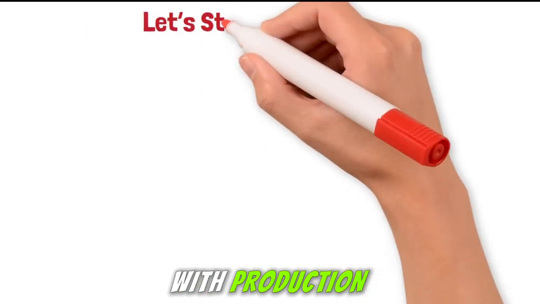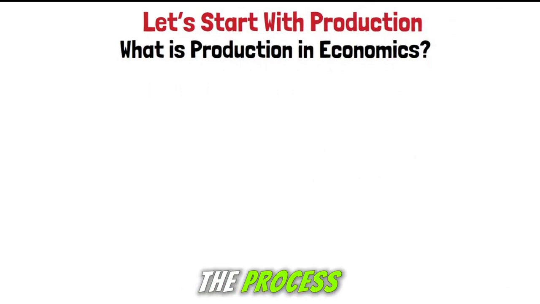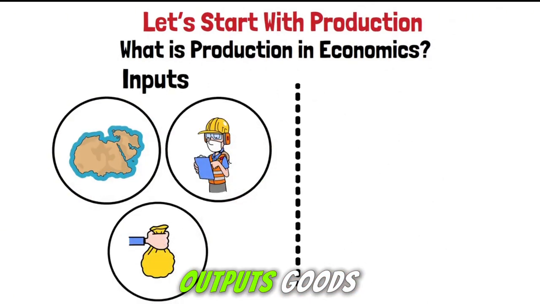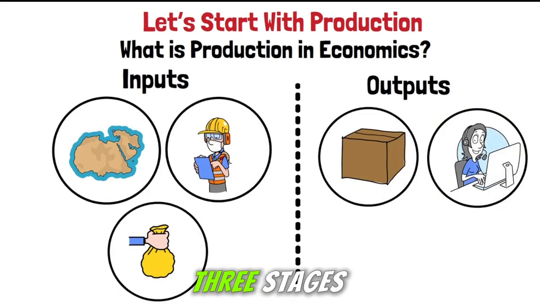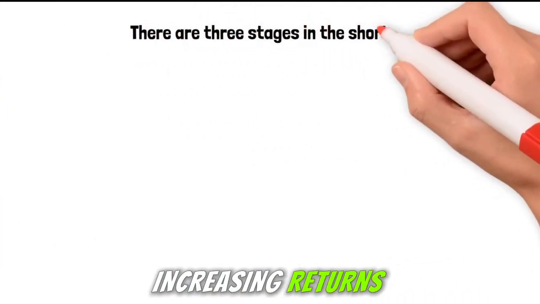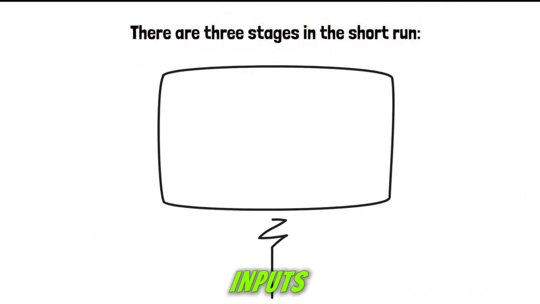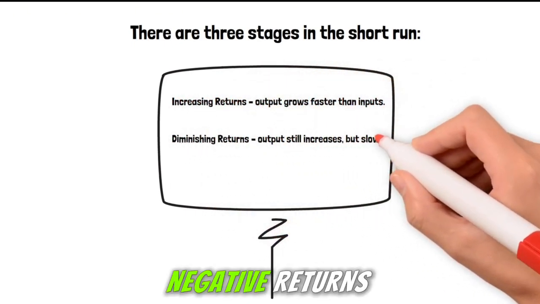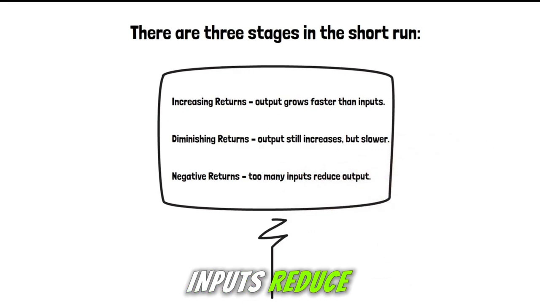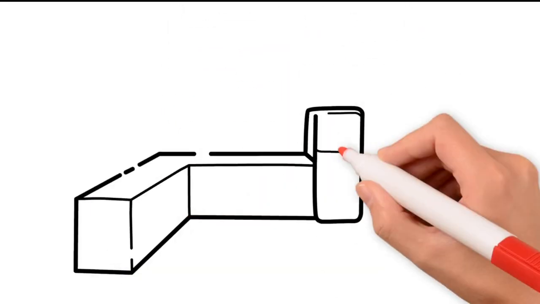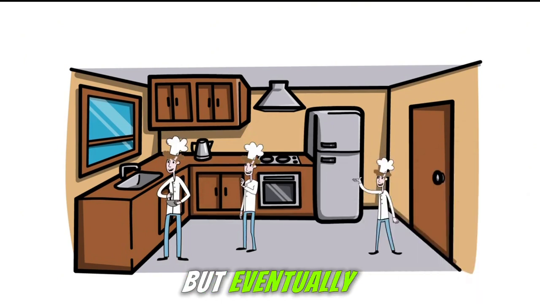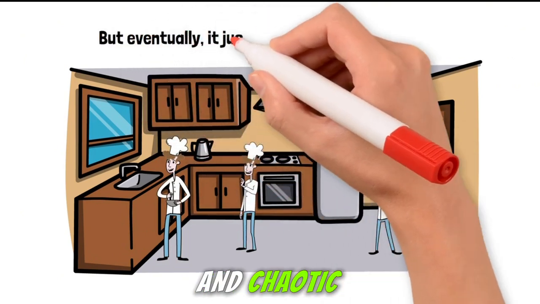Let's start with production. What is production in economics? Production is the process of converting inputs like land, labor, capital into outputs, goods, or services. There are 3 stages in the short run: increasing returns, output grows faster than inputs; diminishing returns, output still increases but slower; negative returns, too many inputs reduce output. Example: adding more workers in a small kitchen might help at first, but eventually it just gets crowded and chaotic.